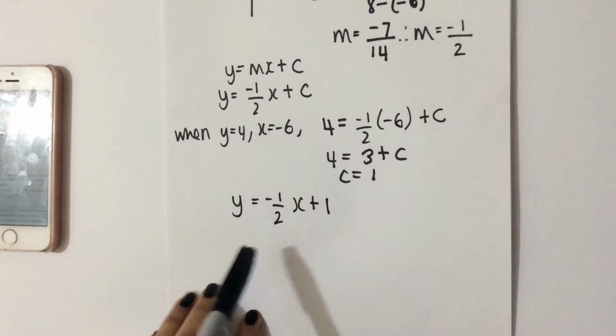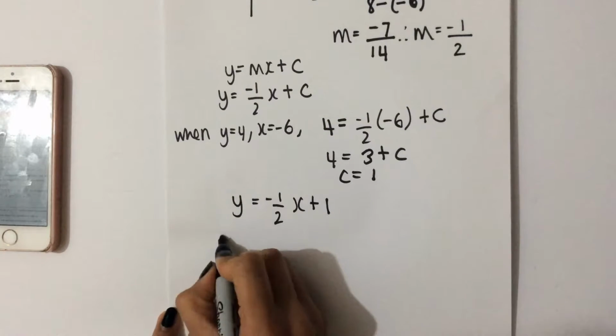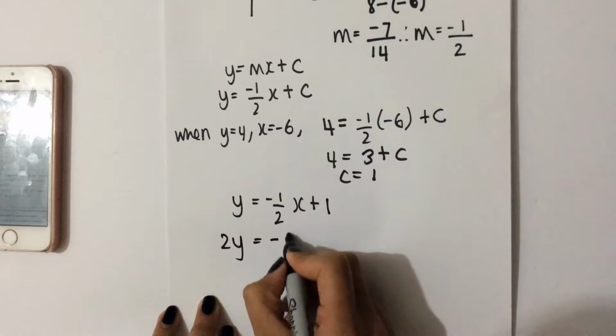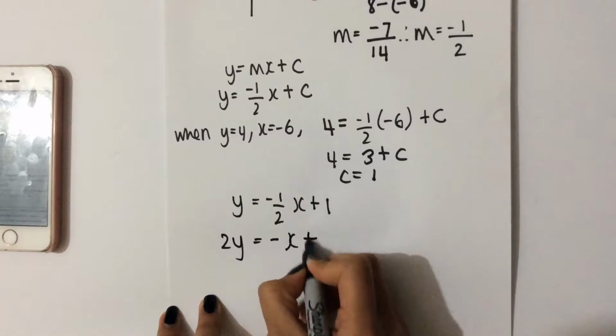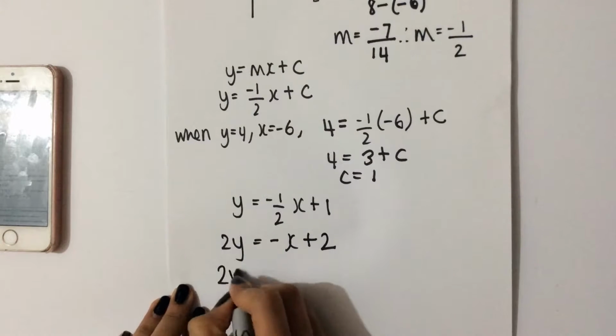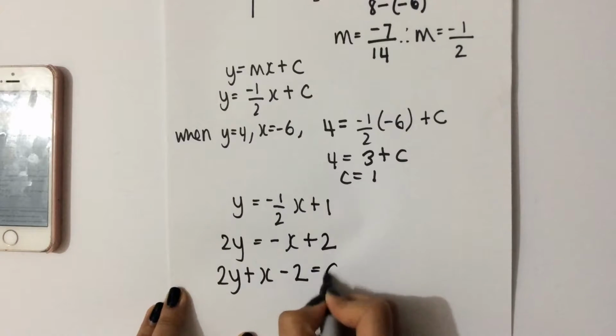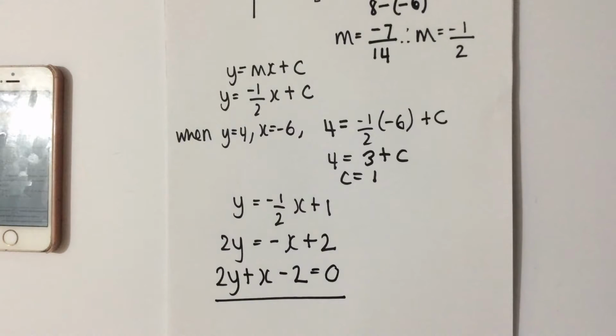And now all we do is to simplify this, we can multiply it by 2. So we get 2y equals -x plus 2. And now remember, we want it in the form ax plus by plus c. So we get 2y, just add the x and minus the 2 equals 0. And that is the equation of our line.